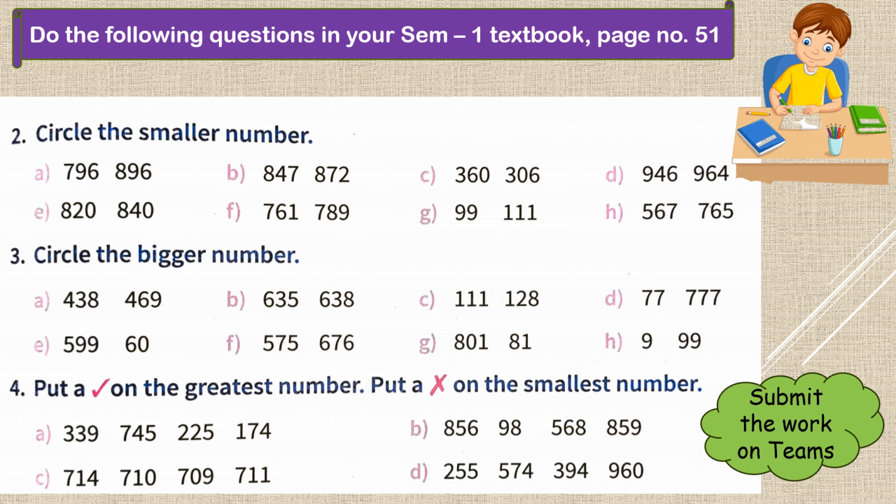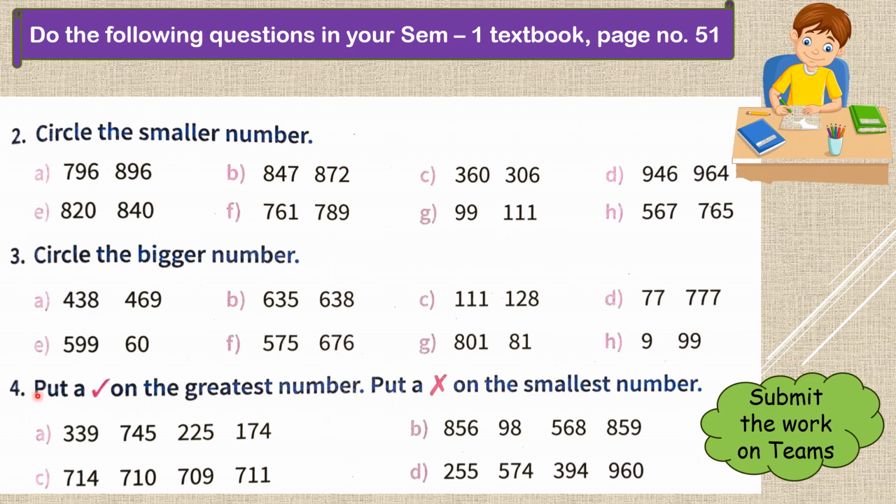Children, this is page number 51 of your semester 1 maths textbook. There are 3 questions based on today's topic. Question number 2, 3 and 4. Question number 2 says circle the smaller number. There are 2 numbers given for each question. You need to circle the smaller one. Circle the bigger number. So we need to circle the bigger number among the 2 numbers given.